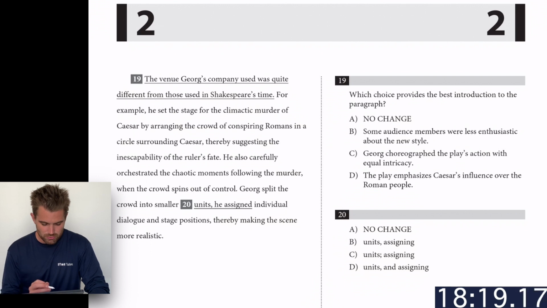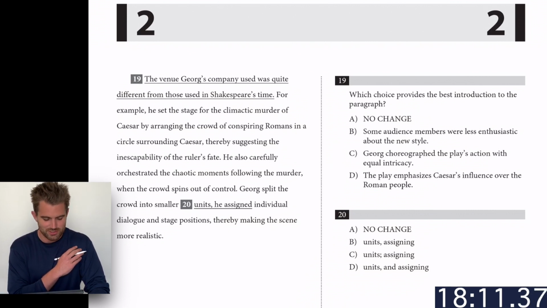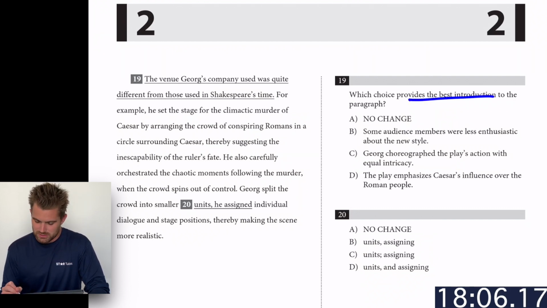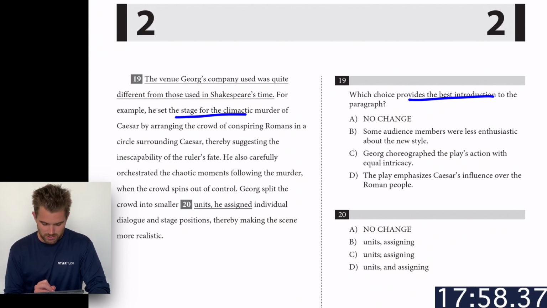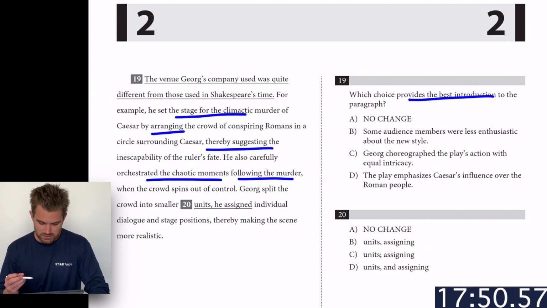Let's see, 19. The venue, George's. I think it's supposed to be technically Georg. That's how you pronounce it in German, but we'll keep calling him George. The venue George's company used was quite different from those used in Shakespeare's time, which was the best introduction to the paragraph. For example, he set the stage for the climactic murder by arranging the crowd of inspiring Romans, thereby suggesting that he also carefully orchestrated the chaotic moments following the murder. So it's about the moments, right? That's what the venue is providing. So some audience members are less enthusiastic about the new style. No. The venue company was quite different from those used in Shakespeare.